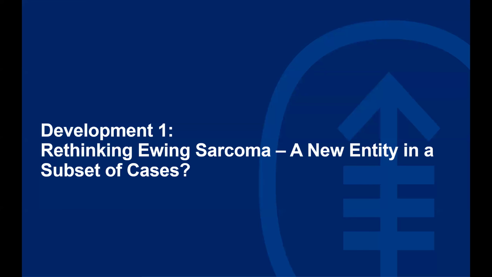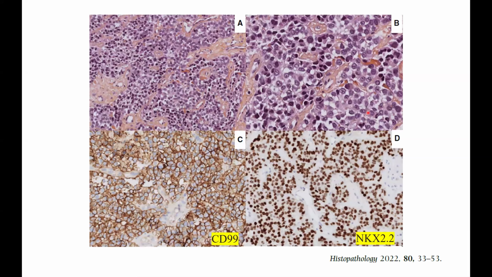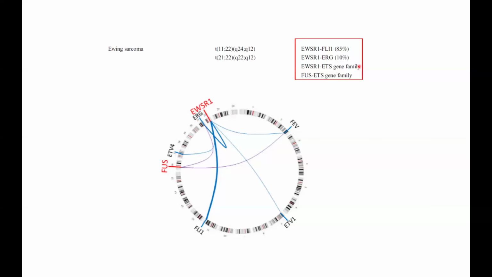So the first development is rethinking Ewing sarcoma. This is your classic Ewing sarcoma, with monomorphous small round cells that stain diffusely positive for CD99 with a membranous pattern, and they're also diffusely positive for PAX7 and NKX2.2. Sometimes Ewing sarcoma can look a little more atypical, with more prominent nucleoli and increased nuclei.